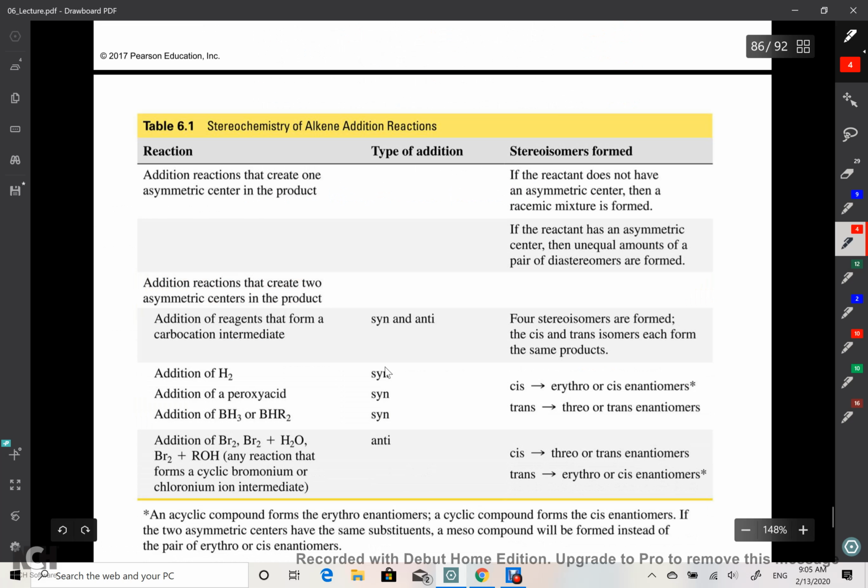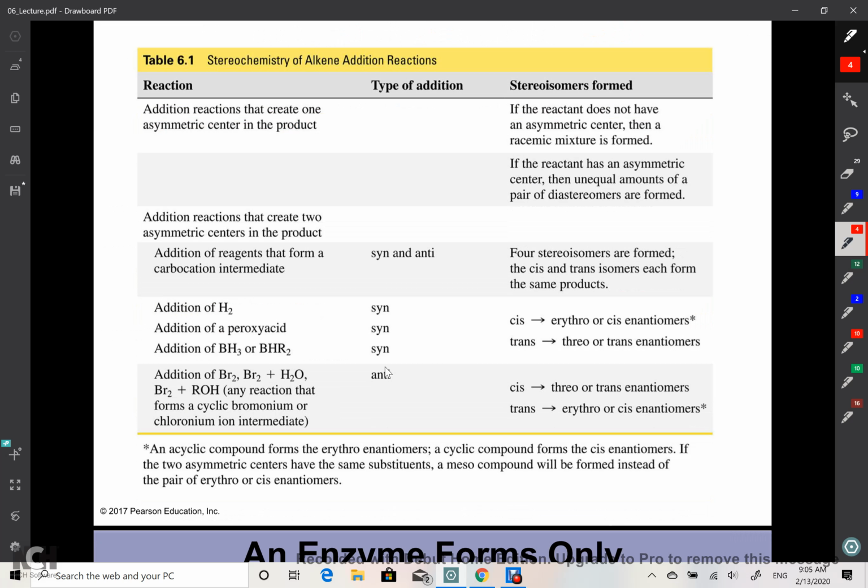Okay? And I have a table here that summarizes everything. This is a good summary of the stereochemistry. For addition of hydrogen, it will tell you that the addition of hydrogen is a syn addition. I know you guys cannot see it very well, but it will tell you that it is always a syn addition, and that the cis will give you the erythro isomer. Does that make sense? Then you can imagine what the trans will give you.